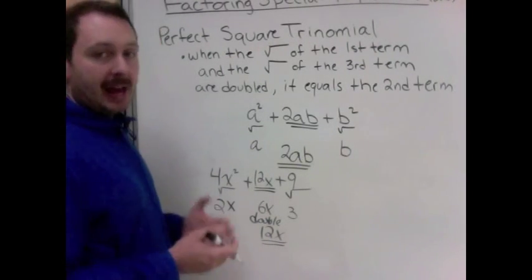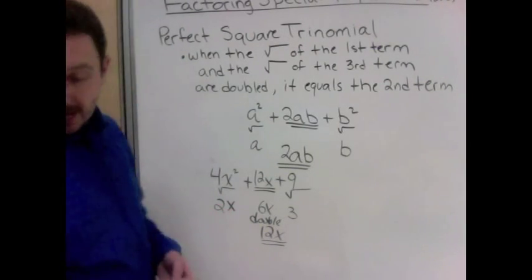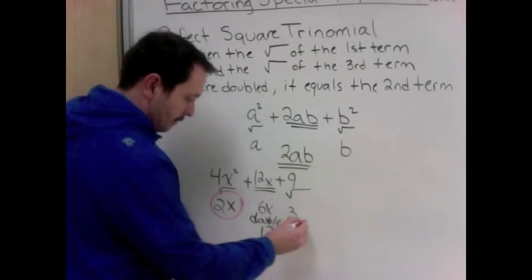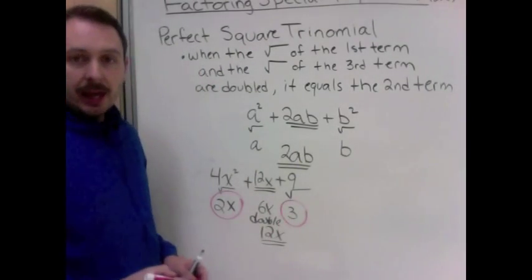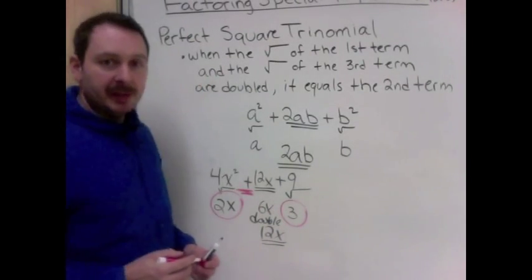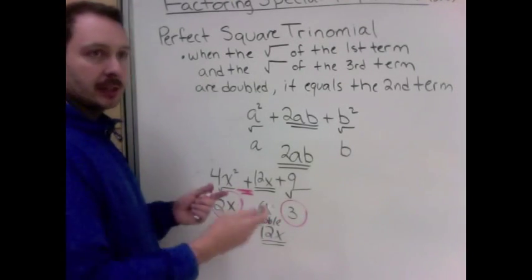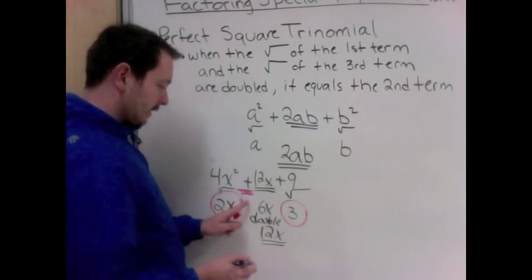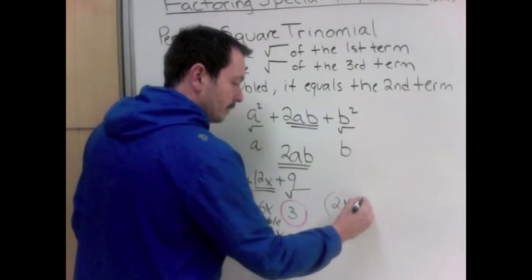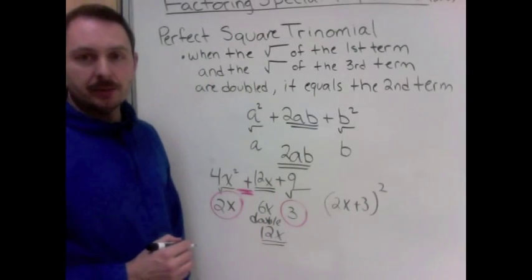And now to factor it, all we need to do is we take those square roots and we take the sign in front of b, and it's those things squared. So 2x plus 3 squared will be our answer.